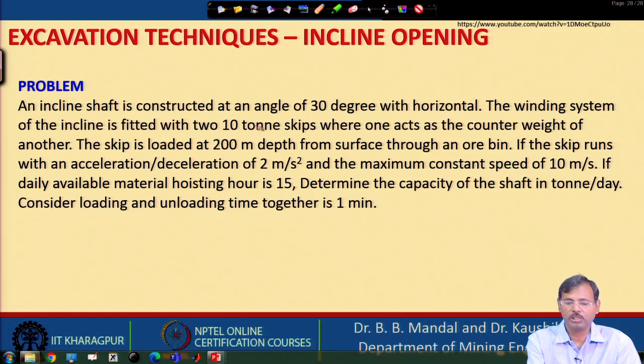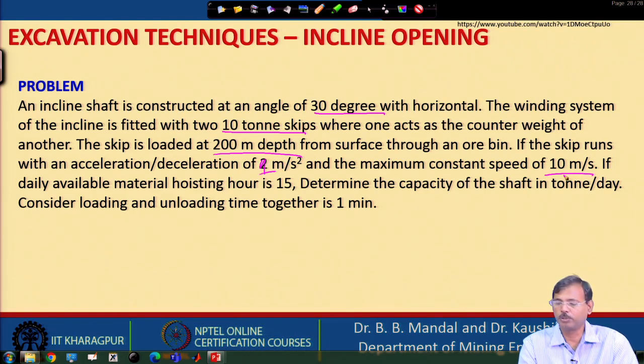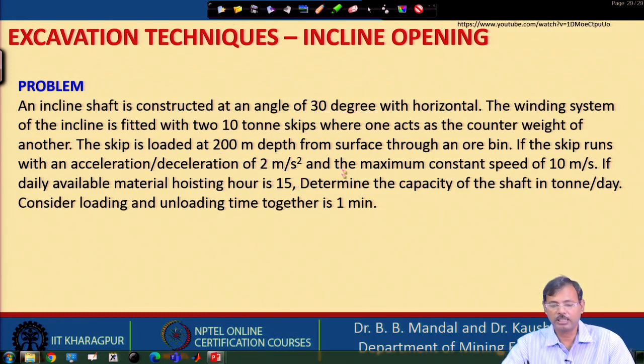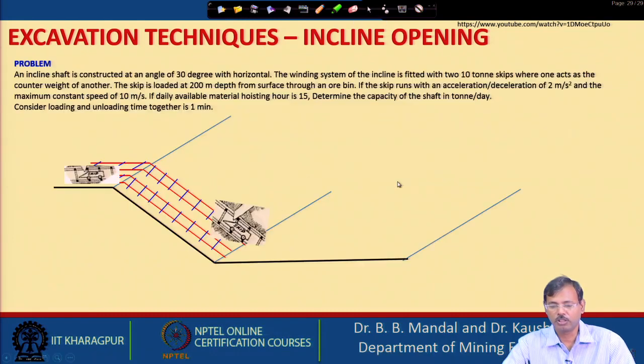Say if we are having an incline of 30° angle fitted with two skips, that means the counter load is also kept as a skip, and serving 200 meter depth. Acceleration is 1 meter per second square, constant speed is 10 meter per second, and available hoisting hour per day is 15, and we have to decide the capacity of the shaft. So, with this data let us go for understanding this one.